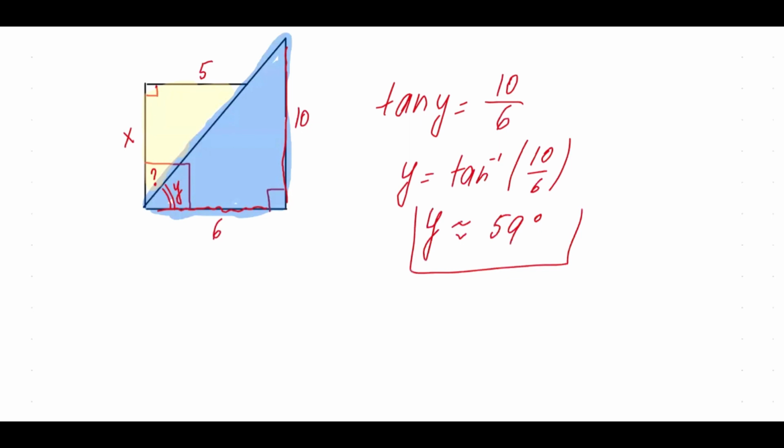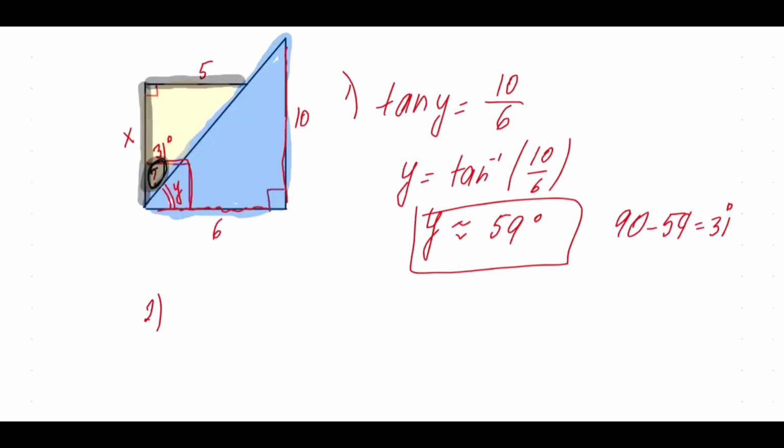Since these 2 angles form a right angle, I can find the angle right next to it. So 90 minus 59 is 31 degrees. So this angle is 31 degrees. Let's move on to the second step. Let's look at the beige triangle. Let me use maybe black. In relation to this angle, we have the opposite leg and we have the adjacent leg.